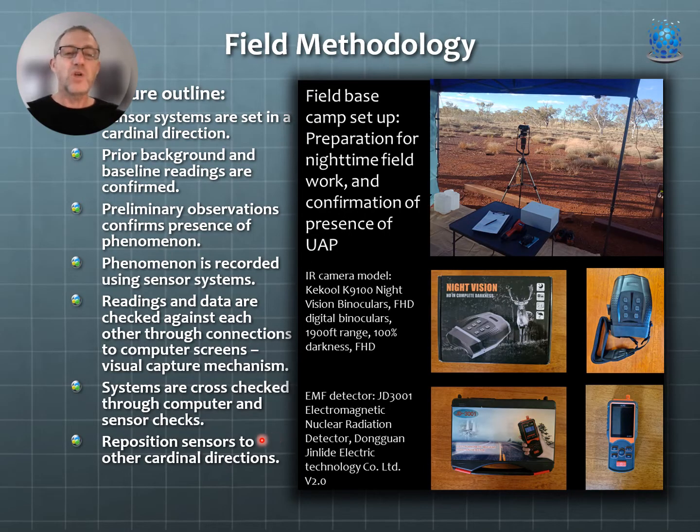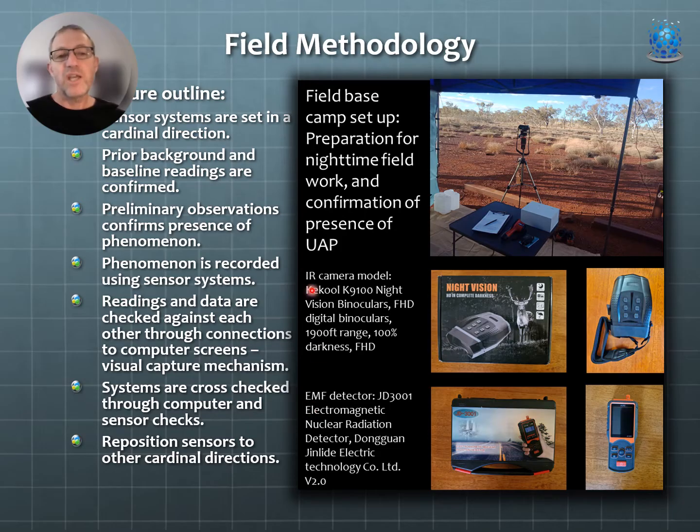So in the field, just quickly, the methodology that was standardized over a couple of slides and is repeatable anywhere is that we place sensor systems in cardinal directions, determine baseline readings both in terms of the infrared camera and electric and magnetic field strength. We do preliminary observations through the IR camera to confirm the presence of the phenomenon, and then we start recording with sensors. Now the readings and data are checked against each other through other connections via computer screens to look at visual capture. The systems are cross-checked during this, and then sensors are repositioned to other cardinal directions.